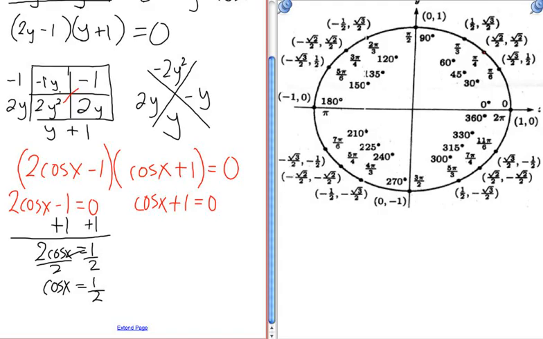So I have to figure out when cosine is 1/2, and that's where my unit circle comes in. Cosine is 1/2 here, and cosine is 1/2 here. So my two solutions are pi over 3 and 5 pi over 3.